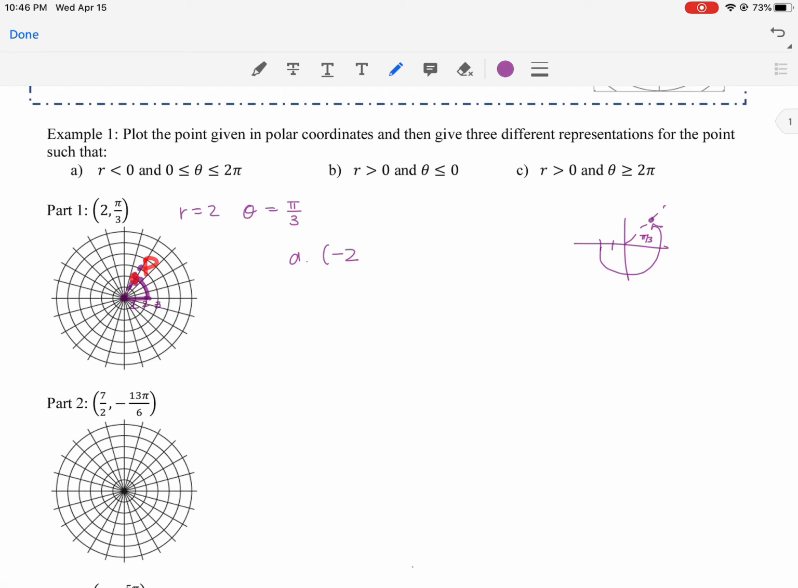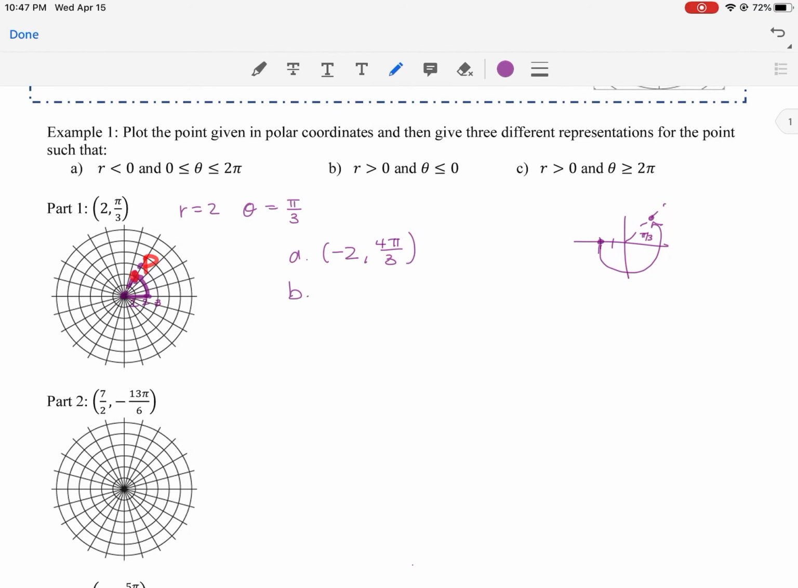In order to do that, think about, okay, how many degrees did I go from our original radius of negative 2? Well, I went a half rotation, right? So that's pi plus another third. So I went 4 pi thirds from that initial negative 2.